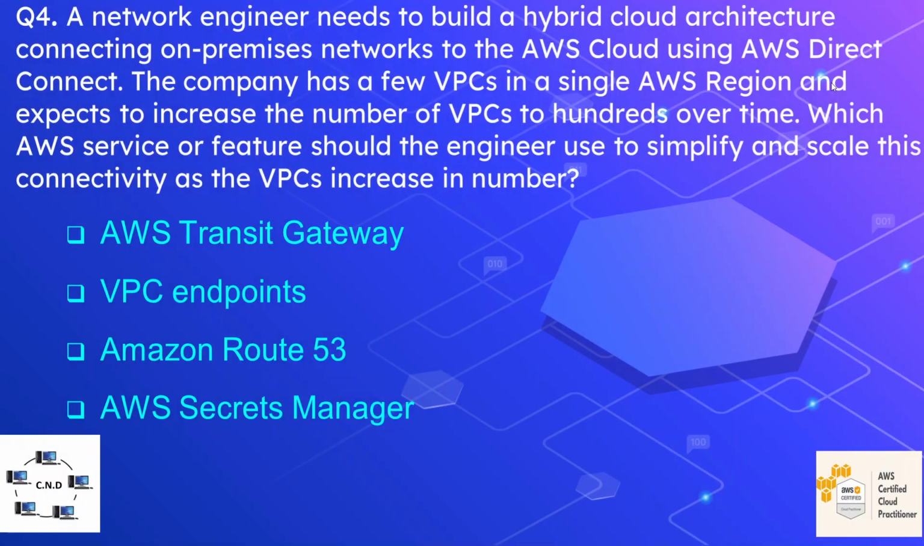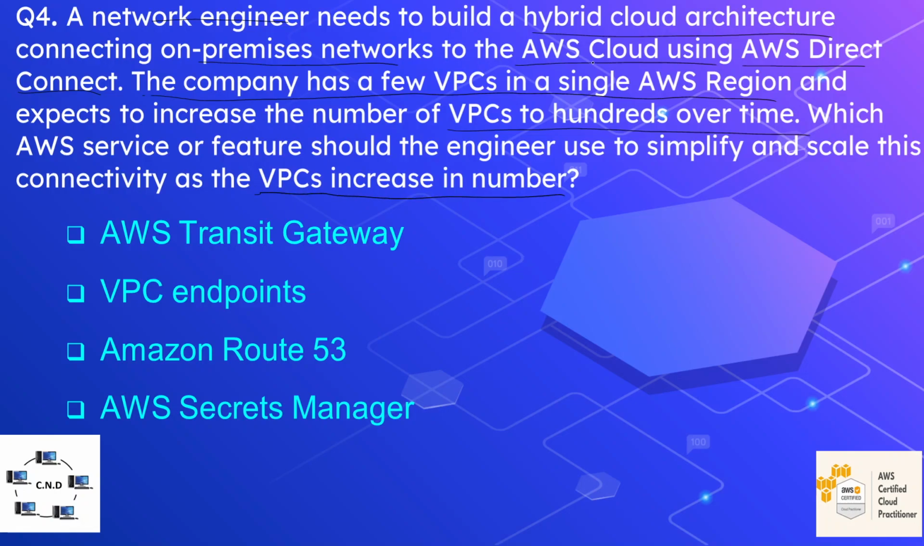Question number 4: a network engineer needs to build a hybrid cloud architecture connecting an on-premises network to the AWS cloud using AWS Direct Connect. The company has a few VPCs in a single AWS region and expects to increase the number of VPCs to hundreds over time. Which AWS service or feature should the engineer use to simplify and scale this connectivity as the VPCs increase in number?